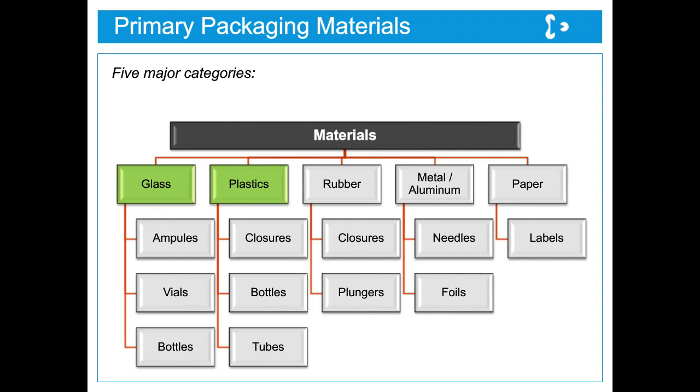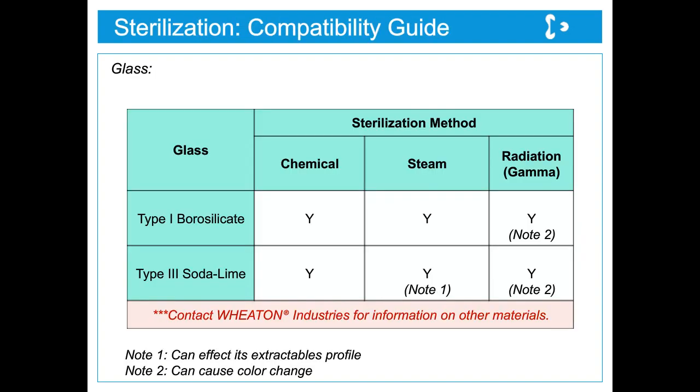Now let's get into the compatibility guide with glass and plastic. I want to start with glass. There are two types of glass. There's type 1 borosilicate glass, which has your highest hydrolytic resistance, and it's your most durable glass. Then you have your type 3 glass, which is known as soda lime glass. This has your lowest hydrolytic resistance, and it's your least durable glass.